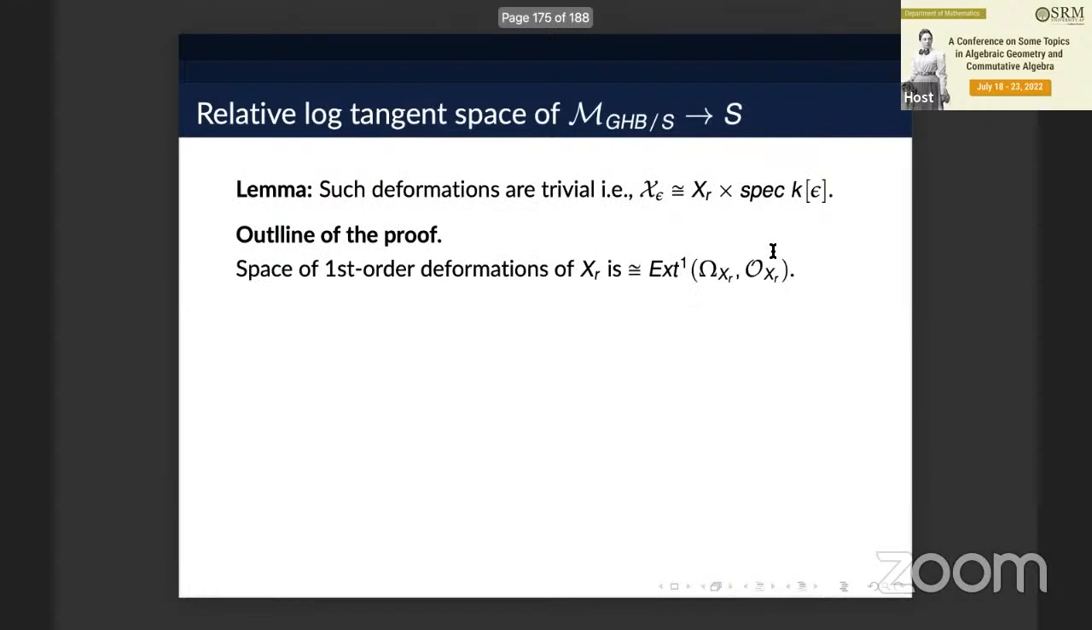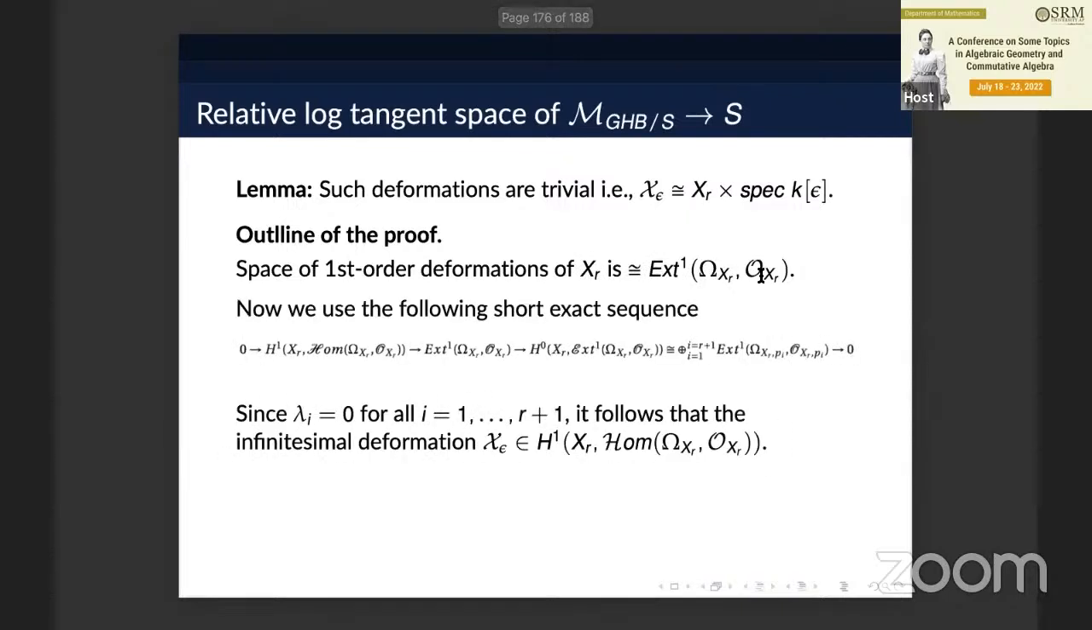The next lemma is that such deformations are all trivial, which means that X epsilon is isomorphic to XR times spec K epsilon. The space of first order deformations of XR is isomorphic to Ext^1 of omega XR, OXR. There exists a short exact sequence between the global deformation space and the local deformation space of the nodes. And since this is the map which sends a deformation to lambda I, and all lambda I's are zero, it follows that it belongs to here. This is precisely the locally trivial deformations.